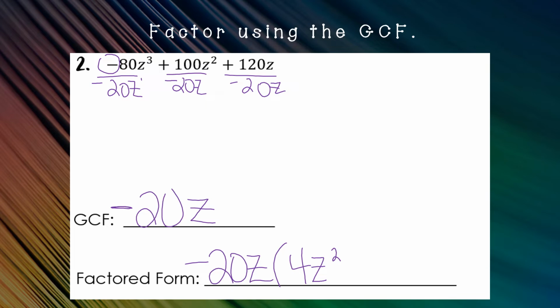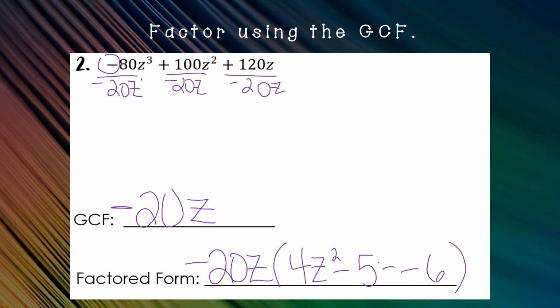For the next one, 100 divided by negative 20 is negative 5. I've got 2 z's up top and I'm going to take 1 away. So that's going to leave me with a z. And then on that last term, 120 divided by negative 20 is negative 6, and I have a z up top, and I'm taking a z away, so there will be no z's remaining.